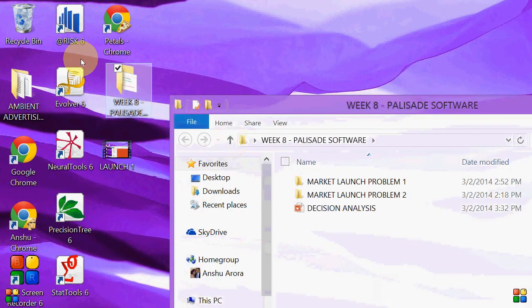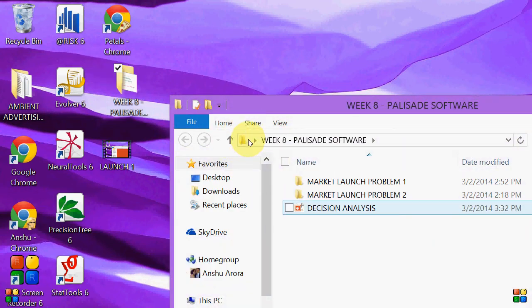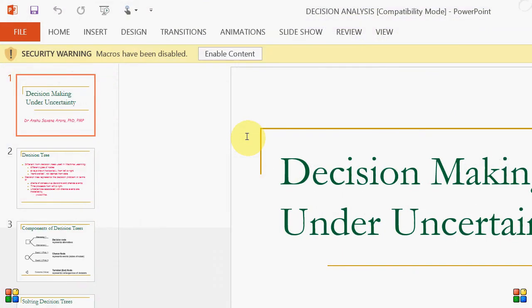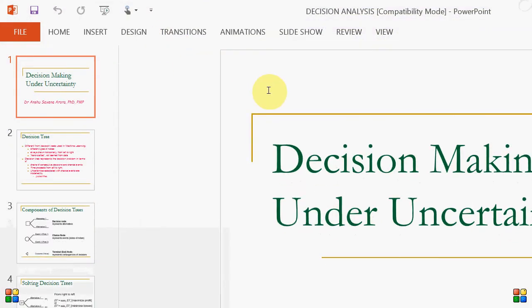So I'm just going to do very quickly the decision analysis. This is the PowerPoint, and I'm going to open it for the class. Now in this PowerPoint, it says decision making under uncertainty, and that's basically what the software does for us.